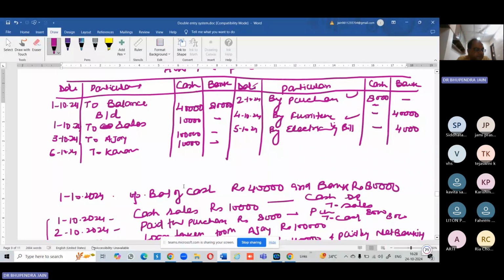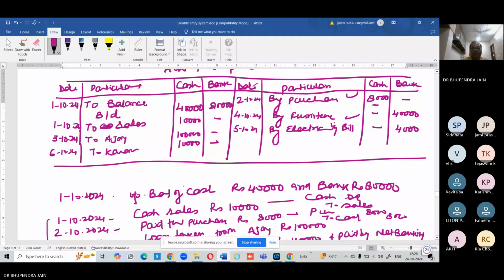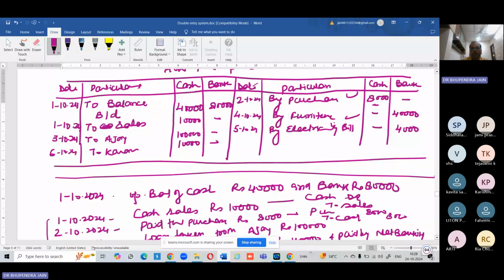Now suppose we need to check what will be the closing balance at the end of 6th of October. If you want to check the closing balance monthly, quarterly, day wise, yearly, then how can you check? इसको बोलते हैं हम लोग बैलेंसिंग ऑफ लेजर. How to balance at the end of the period, either yearly, half yearly, quarterly, monthly, or daily. If you want to check the closing balance daily, then you can check.